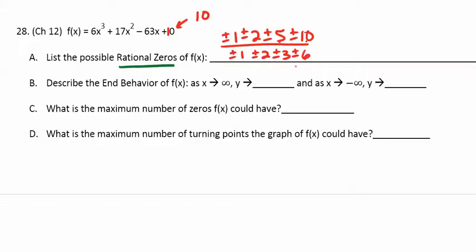Okay, the next question says describe the end behavior, and what we learned is that when we choose an x value that is really large or really small on the negative side, and we raise it to the third power, it overpowers the other terms. So we look at the highest degree term and we ignore the others temporarily.